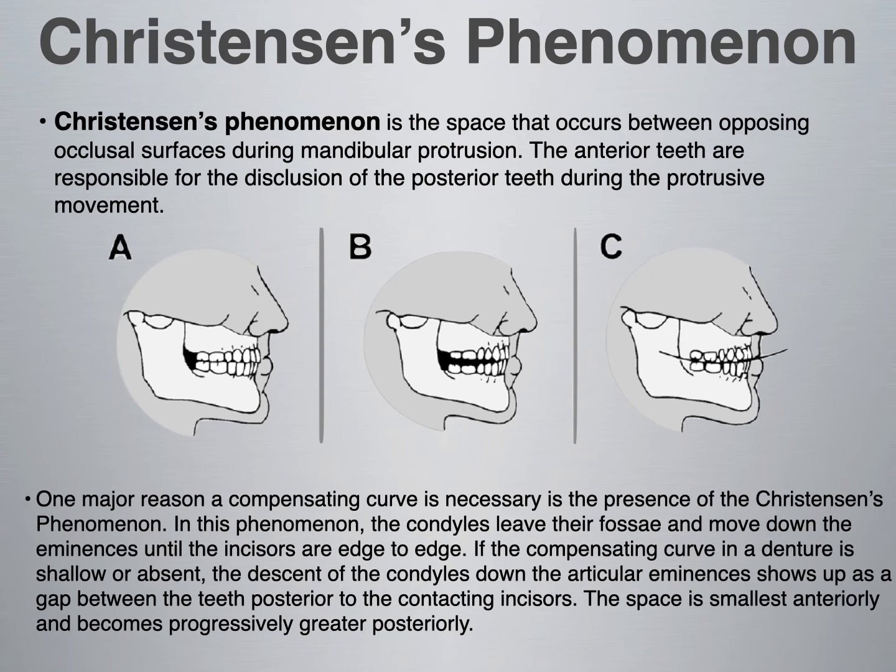So one major reason a compensating curve is necessary is the presence of the Christensen's phenomenon. In this phenomenon, the condyles leave their fossa and move down the eminences until the incisors are edge to edge. If the compensating curve in a denture is shallow or not even there, the descent of the condyles down the articular eminence shows up as a gap between the posterior teeth. The space is smallest anteriorly and becomes progressively greater towards the posterior, as you see in figure B. And once again, we're looking for contact. So the compensating curve is necessary because of the Christensen's phenomenon.